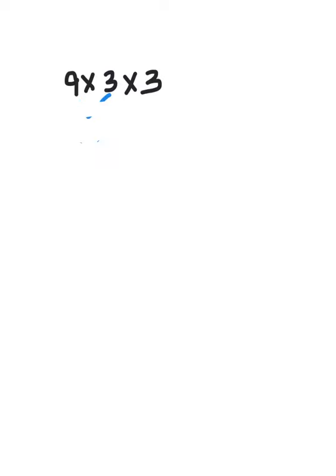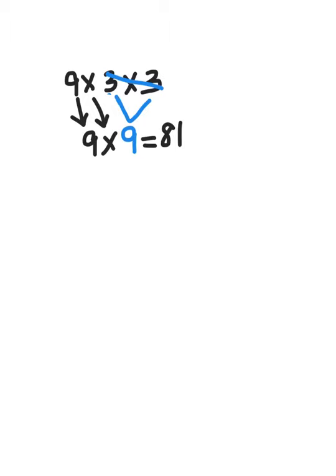I'm going to try associating other numbers. Let's do 3 times 3 first. 3 times 3, 9. Now that's much easier because I'm going to be ending with bringing down the 9 and the times sign. 9 times 9, 81. And I can definitely do that in my head.